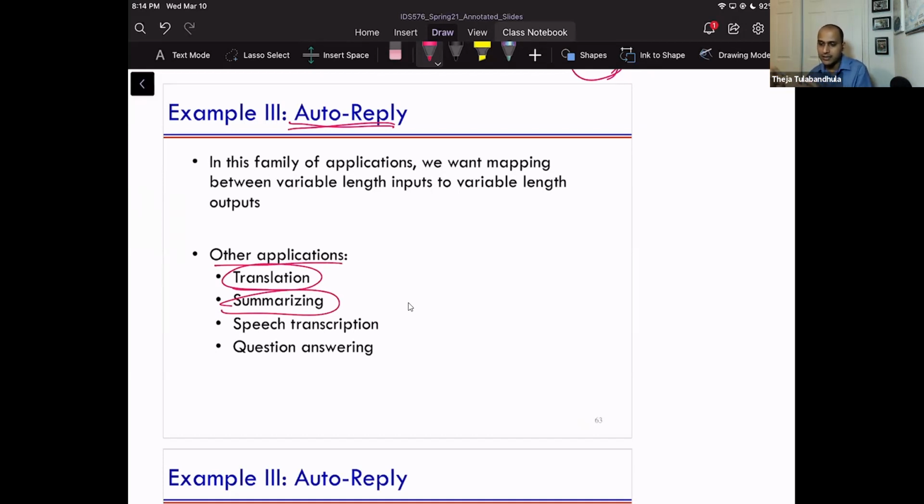It could be variable length. It should summarize the original text. Okay, so that's a variable length output. Similarly, you can also do speech transcription, right?